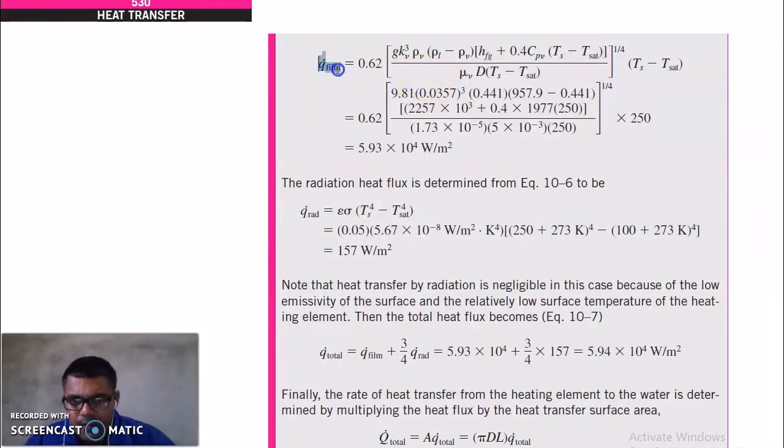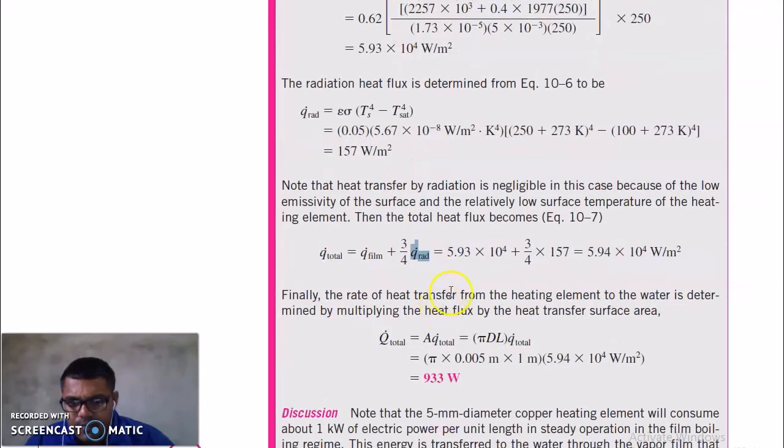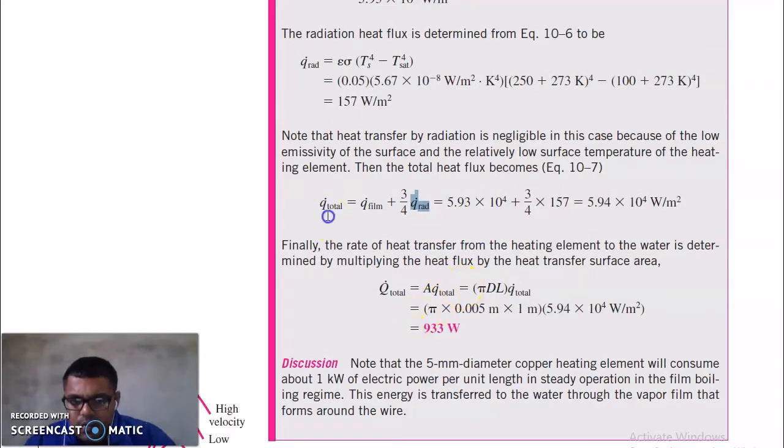So find the heat transfer in case of film boiling, which is this. The radiation heat transfer is dependent on this relation. So Ts is 250, T saturation is 100. Convert it into Kelvin, you will get this. We know total heat transfer is the film plus 3/4 of radiation. So this is your total heat flux here, and you multiply by the heater area, which is pi D L in this case, and it is equal to 933 watt.